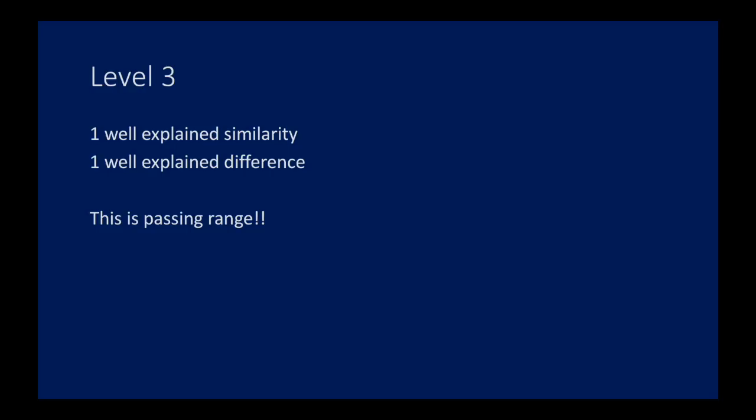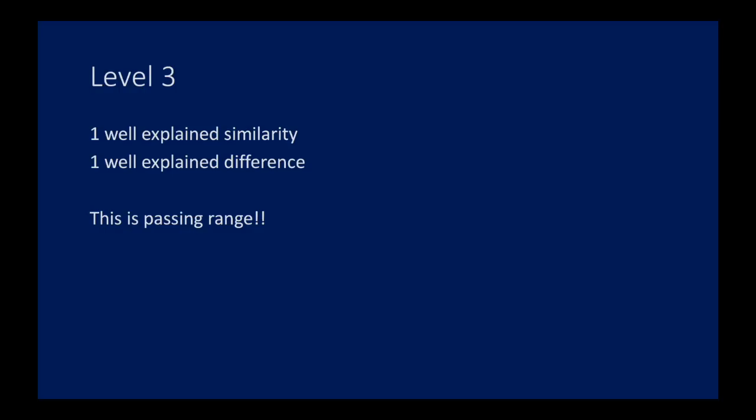All you have to do here for level 3 is basically write 2 paragraphs. You need to say how the sources are similar in one paragraph with specific textual evidence from both sources, and also say what the differences are. Also one paragraph for the differences with specific evidence from the sources.